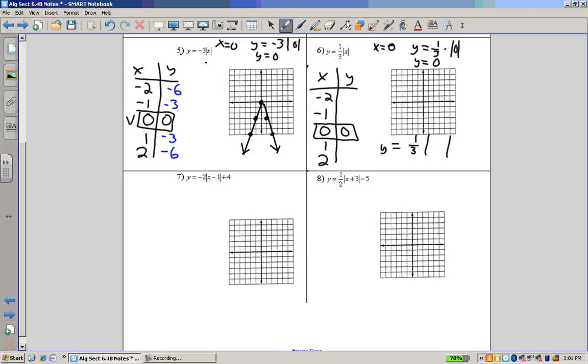Let's plug in negative 2. The absolute value of negative 2, excuse me, is positive 2. One-third times 2. Well, we can put the 2 over 1. 2 times 1 is 2. 3 times 1 is 3. So y equals 2/3.